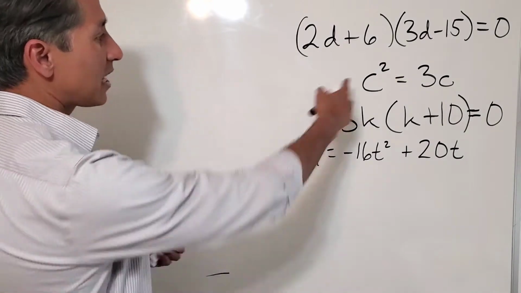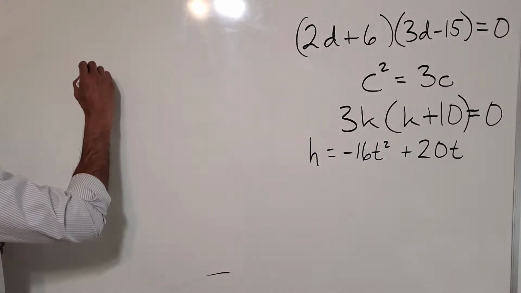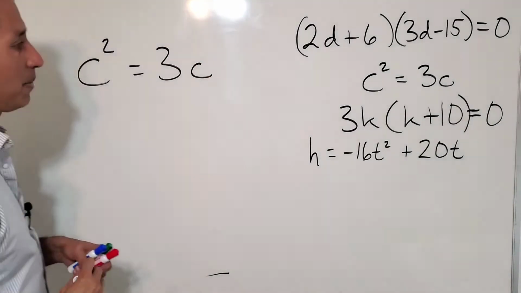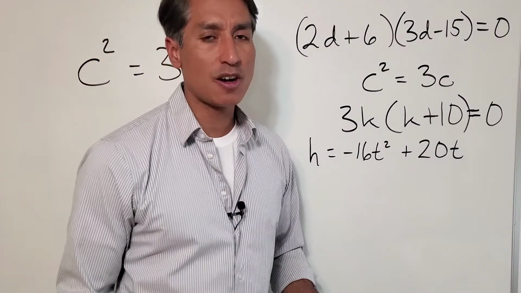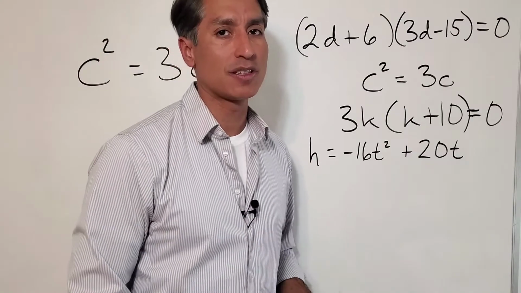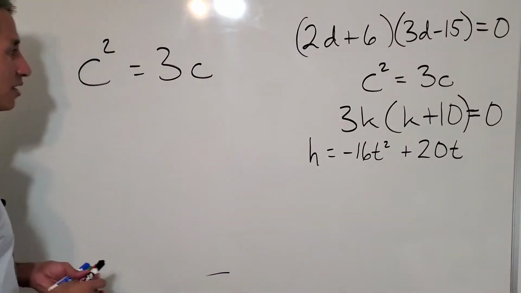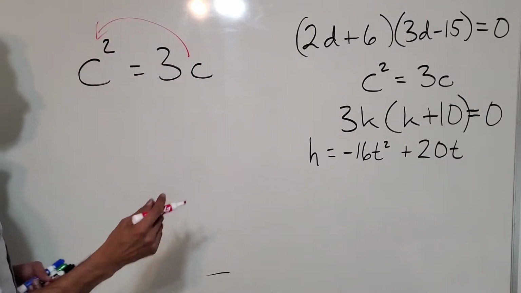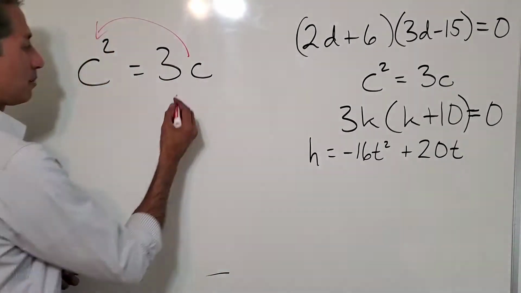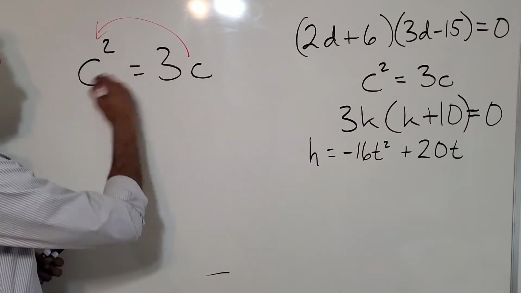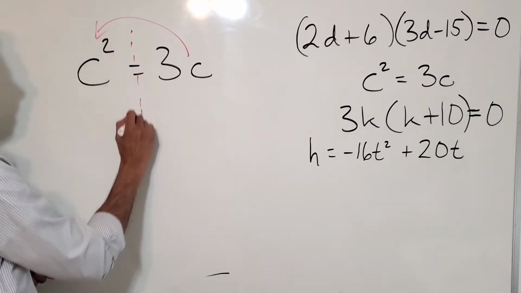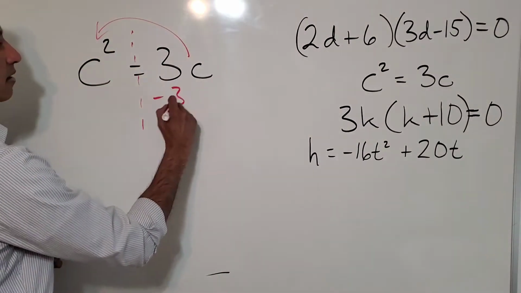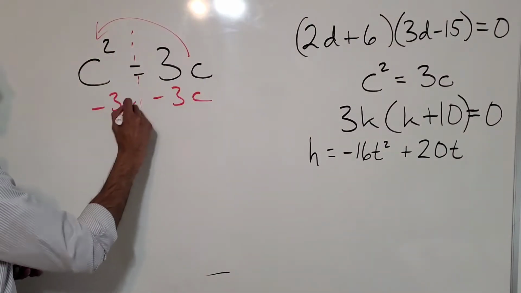Okay, this guy here, C squared equals 3C. Because I don't have anything equal to 0, I need to make this equal to 0. In order to do that, I'm going to move this over. How do I do that? I need to subtract. Remember, if I'm going to move stuff across the equal sign barrier, I have to add and subtract to move them around. So I subtract 3C from both sides.